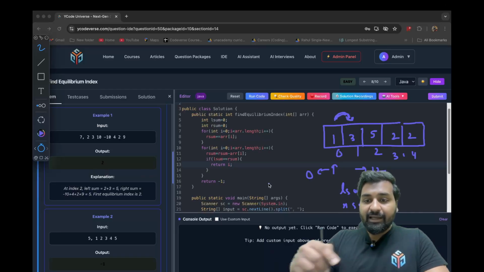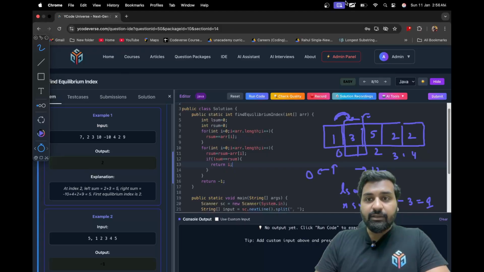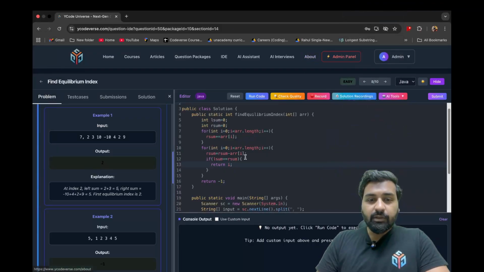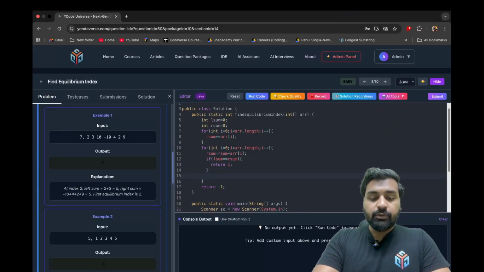Okay, so when I again run the loop, what will happen? This will again calculate the right sum. Right sum is going to be 12 minus 3, which is 9, and then we will compare 1 and 9. You can see everything is going to work fine here. Okay, so this is an easier way. So let me just write this and show you what I am telling you.